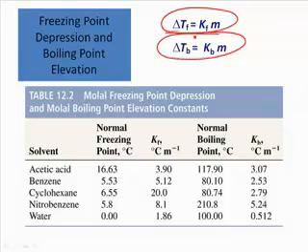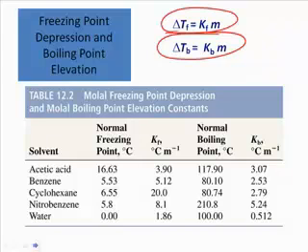Okay, remember we said colligative properties, the depression of the freezing point and the elevation of the boiling point, don't depend on the type of solute we have, but the amount that it's going to change does depend on the nature of the solvent. So each solvent will have its own freezing point constant and boiling point constant. So let's just look at a couple examples.